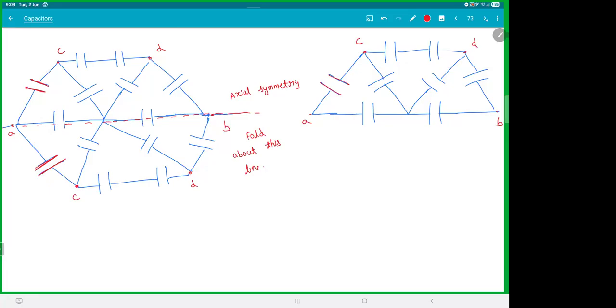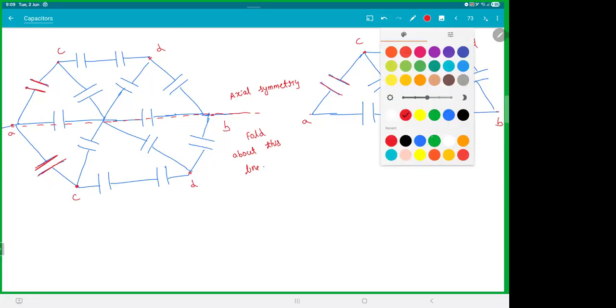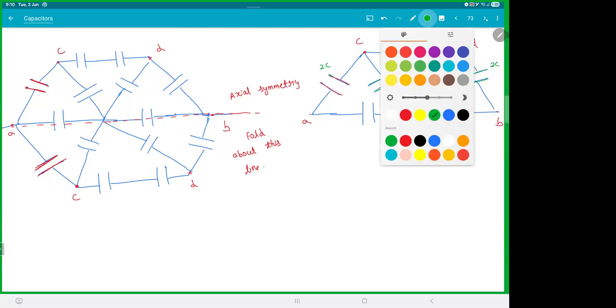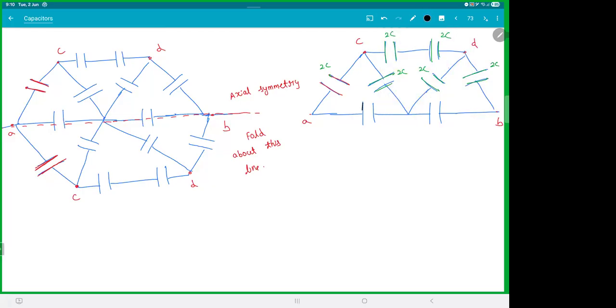If two capacitors are in parallel, what is the resultant capacitance? 2C. So whichever capacitor falls on itself, it will double in capacitance. This one also becomes 2C, this one will become 2C, this one will become 2C. So when you fold the circuit, all the capacitors which fell on themselves become double. But these two capacitors at the middle line, when you fold them, nothing happened. It is still the same capacitor. So this will be C and this will be C. Is this making sense?